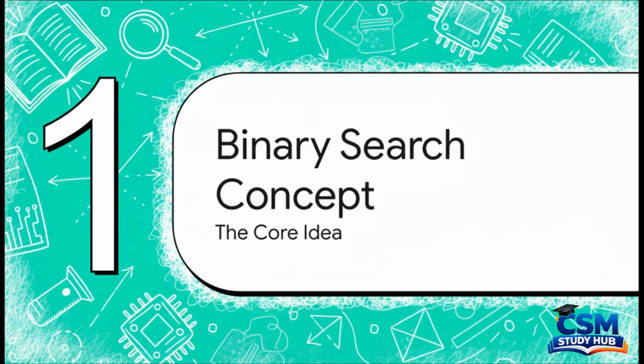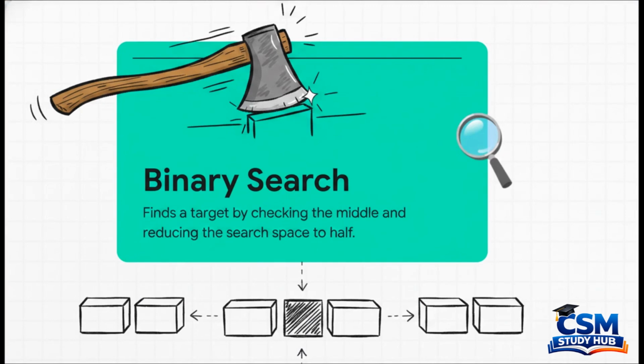Section 1, the binary search concept. Let's take that dictionary analogy and turn it into actual computer science. So here is the formal definition. Binary search is a sorted array search algorithm that finds a target by repeatedly checking the middle and reducing the search space to half. Now, the absolute engine of this entire algorithm is that last phrase, reducing the search space to half. Instead of doing the tedious grunt work of checking element number 1, then number 2, then number 3, binary search takes a literal axe to the problem. It chops your remaining workload exactly in half with every single attempt.